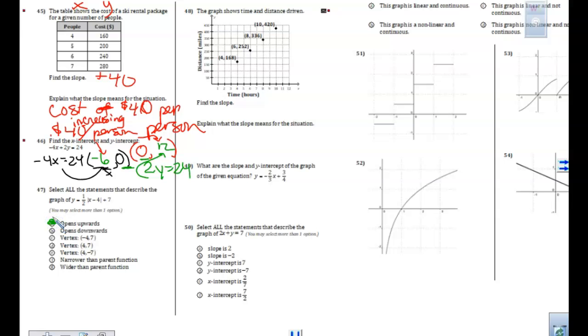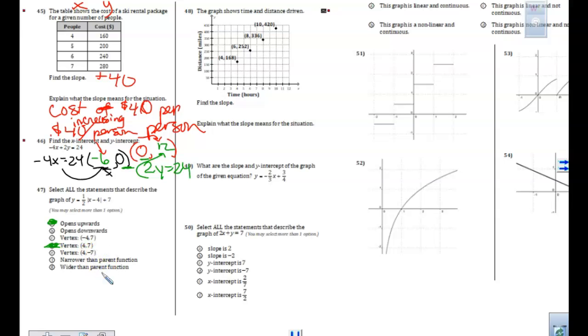So what is our vertex? They give us 3 options. D? 4, 7, I agree. 4, 7, because it's always point slope form, which is minus and then a plus.